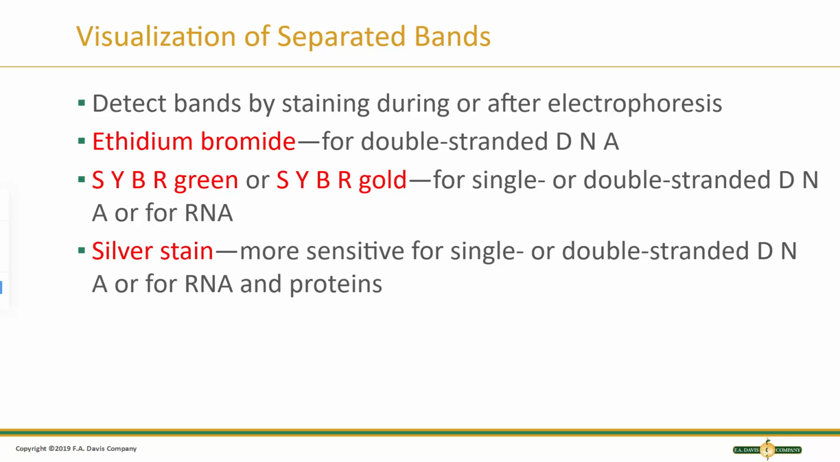Detect bands by staining during or after electrophoresis. Ethidium bromide is used commonly for double-stranded DNA. This is a known carcinogen, and we have to be very careful with it. SYBR Green or SYBR Gold for single or double-stranded DNA or for RNA. We also have SYBR Safe, a safe molecule that doesn't have any carcinogenic effects. Silver stain is more sensitive for single or double-stranded DNA, or for RNA and proteins. Silver is toxic, so we have to be careful with the silver.